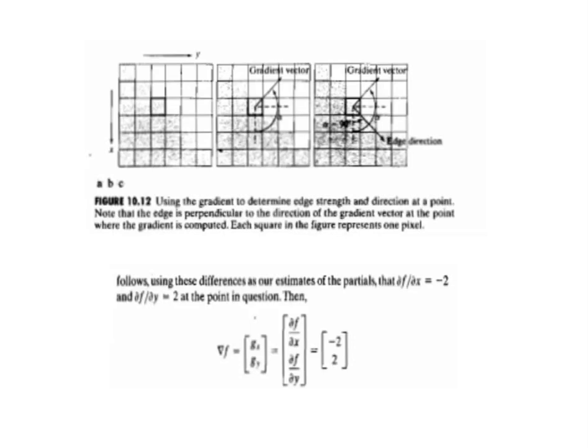Consider the 3x3 region in this figure A. The Roberts operators are based on implementing the diagonal differences: g_x = del f by del x = z9 minus z5, and g_y = del f upon del y = z8 minus z6. These derivatives can be implemented by filtering an image with the masks in figures B and C.